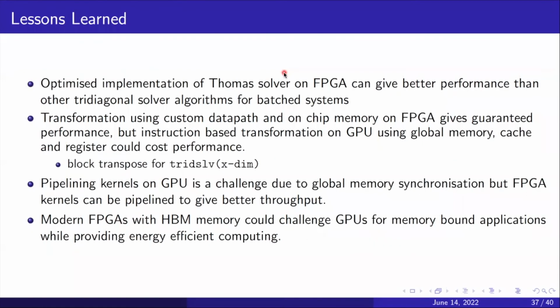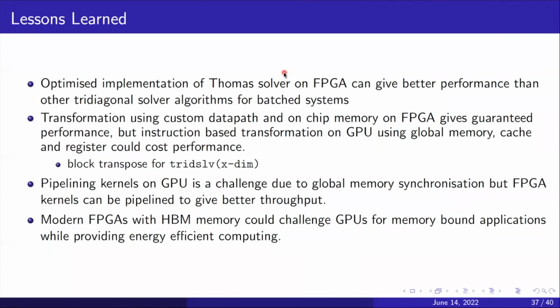Let's look at the lessons learned through this work. When Thomas solver is optimally implemented on FPGA for batched computation, it is the most efficient algorithm for medium-sized meshes. Custom data path, on-chip memory, and register-based transformation give concurrent throughput, but transformation using GPU's cache doesn't always give the intended throughput. For example, block transpose for GPU.